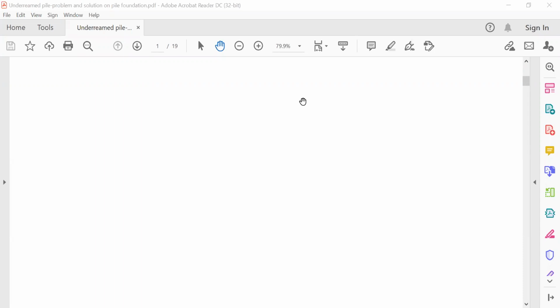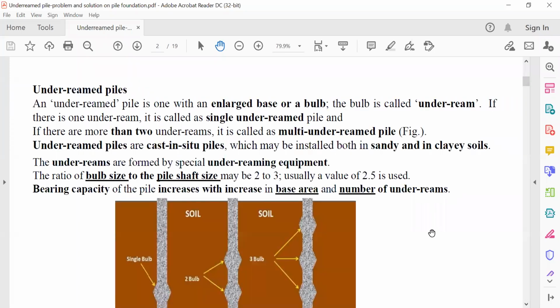Today we shall talk about under-reamed piles. What do you mean by under-reamed piles? This is also one of the topics, and this question is asked from time to time. Then we shall go for some numericals.